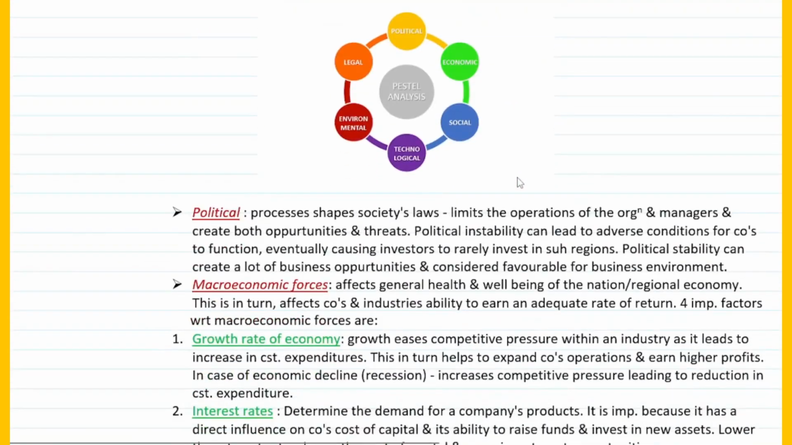What is the full form of PESTEL? We have already discussed. One is political, then economic, then social, then technological, then environmental, and finally legal. So this is PESTEL analysis. Please mark it, very, very important. A question may be asked from this topic for sure. Okay, let's understand one by one.